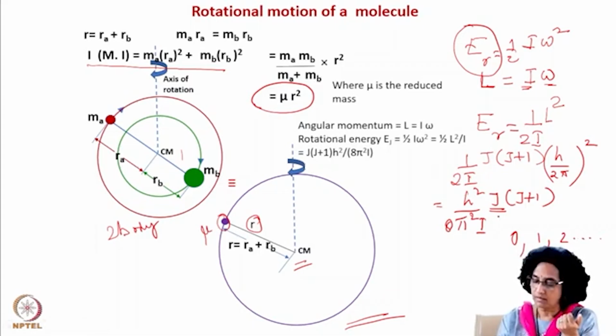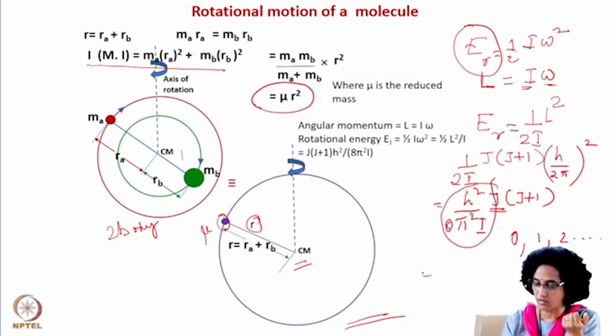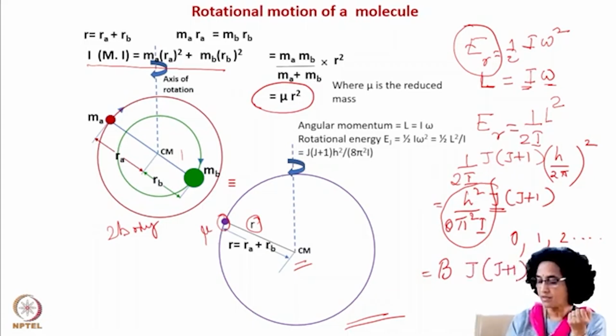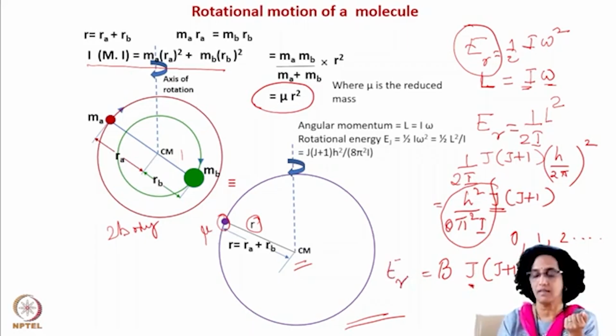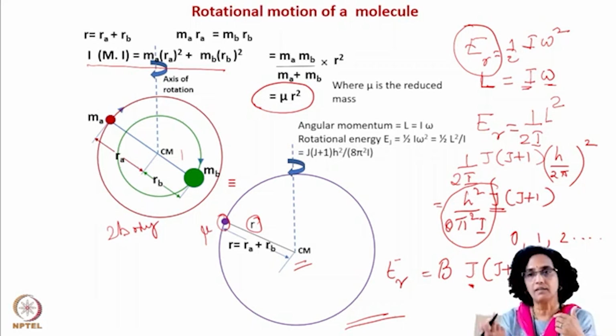So this constant, which is h square upon 8 pi square I, is called the rotational constant of the molecule, and this is given as B. So B is equal to h square upon 8 pi square I. So the rotational energy is B times J into (J plus 1). As the rotational quantum number increases, the rotational energy also increases. That means the angular velocity increases and the molecule rotates much more vigorously.